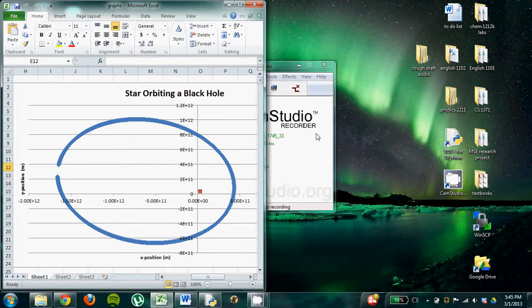This is the data given to us put into a graph. We have the position of a star orbiting around the black hole, shown by the blue markers here, which looks like a line, but that's actually just because there are so many blue markers lined up in a row. And then the position of the black hole is shown with the red marker right here.